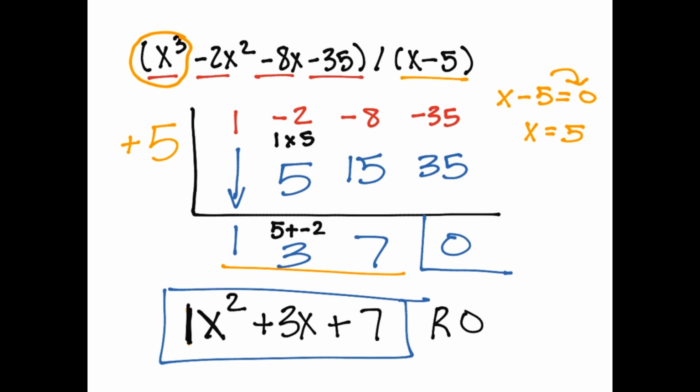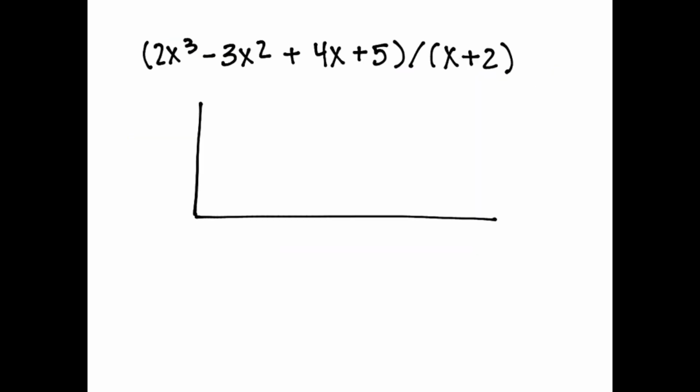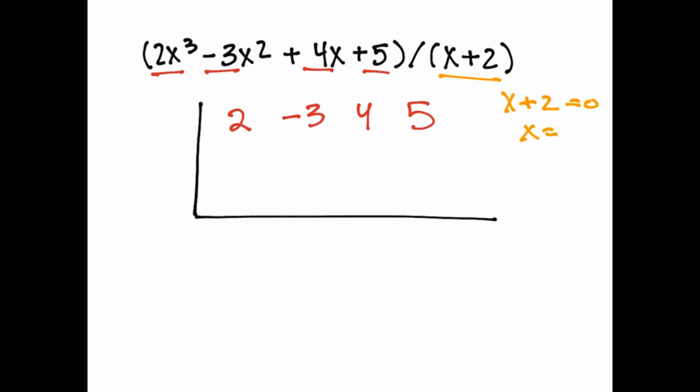So now I'm going to do another example. This time we'll have a negative divisor and we'll actually get a remainder. And I'll go a little faster this time. So the first step is to write the coefficients inside the brackets. And then we will find the root of the linear factor. And we'll write that as the divisor. Then we're going to bring down the first coefficient.